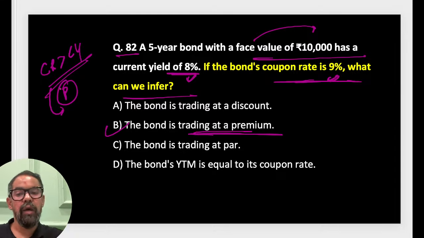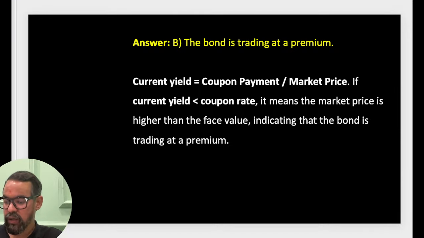So when current yield is less than your coupon rate, it is a premium, and when current yield is greater than coupon rate, it is a discount. ठीक है? Very good guys, awesome. Rani ma'am, not A, it is B.